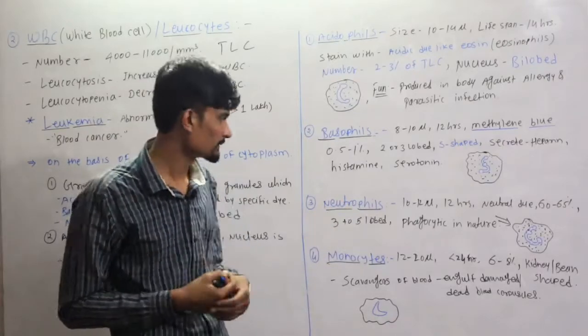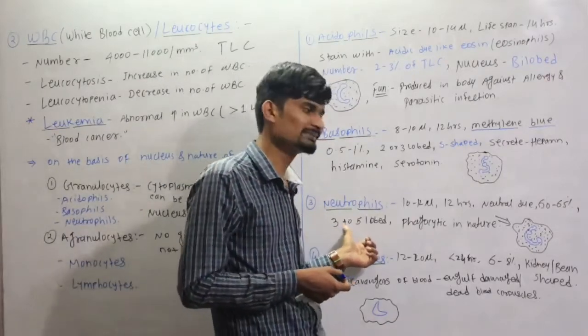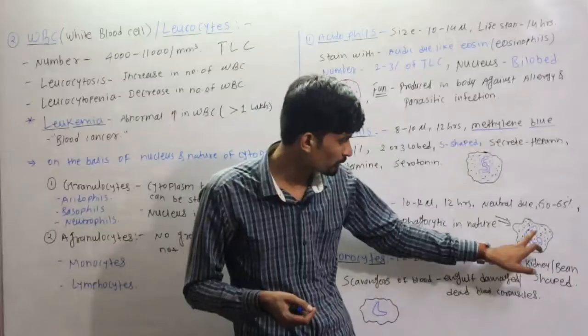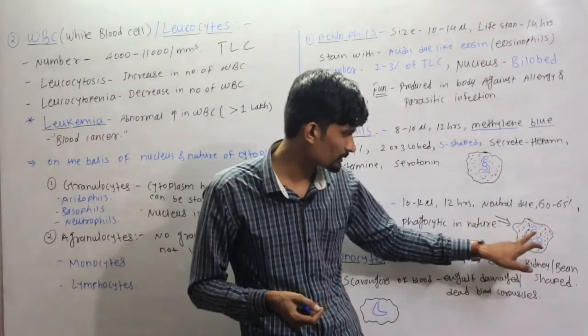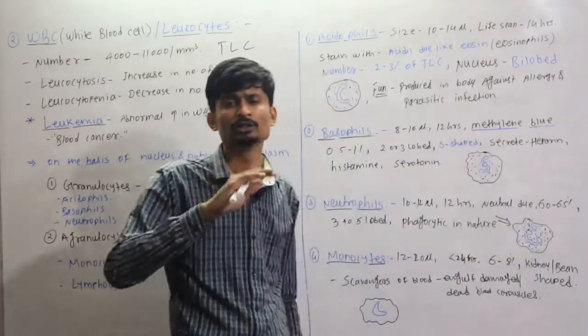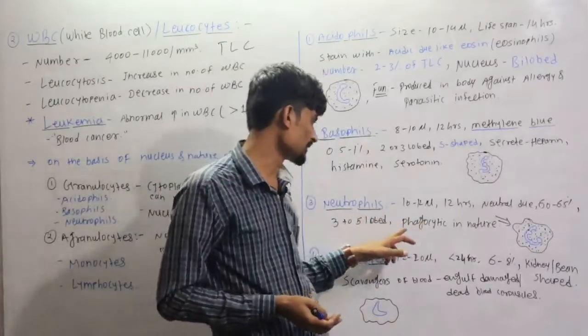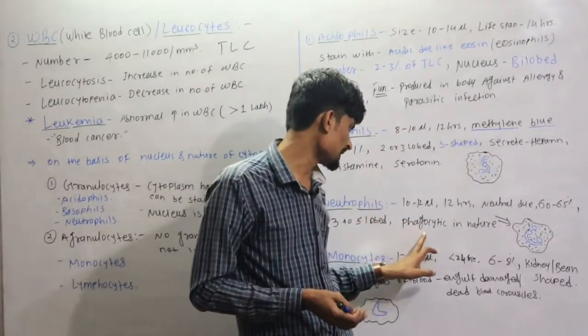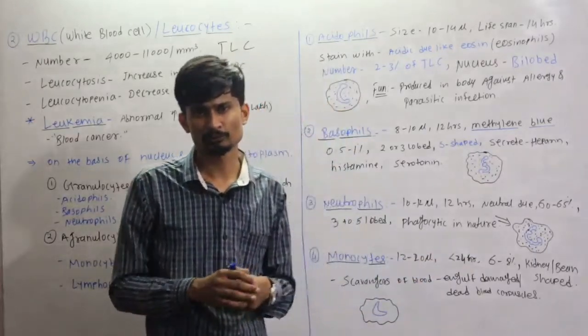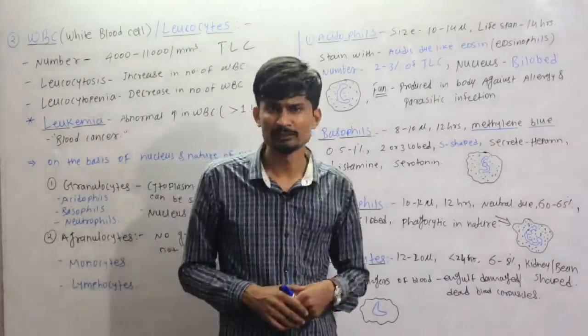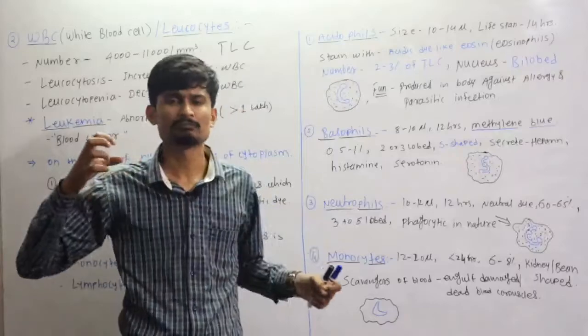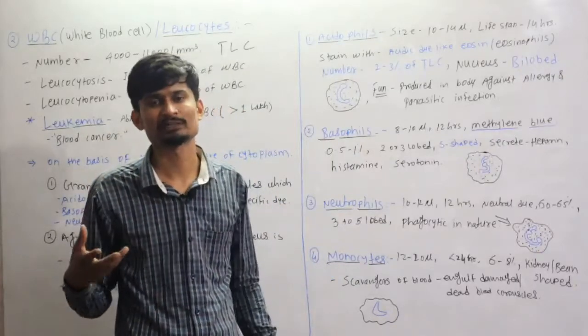Okay, neutrophils. Then the nucleus is 3 to 5 lobed. So here I am showing 4 lobes, 1, 2, 3, 4, and this is the granule. So the nucleus is 3 to 5 lobed, and the function is that these neutrophils are phagocytic in nature. Means the neutrophils engulf, phagocytize the bacteria and the viruses.